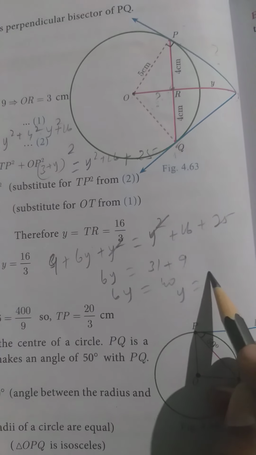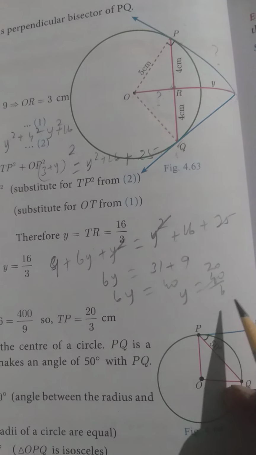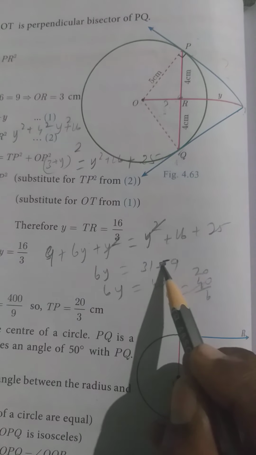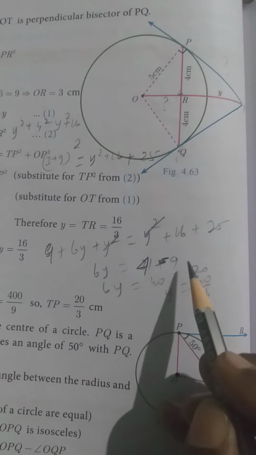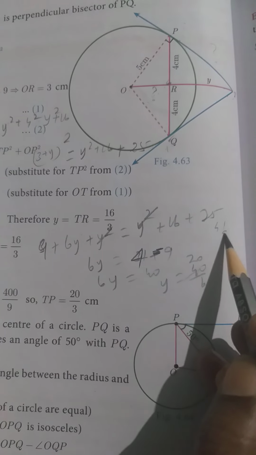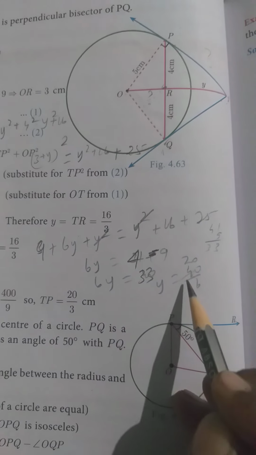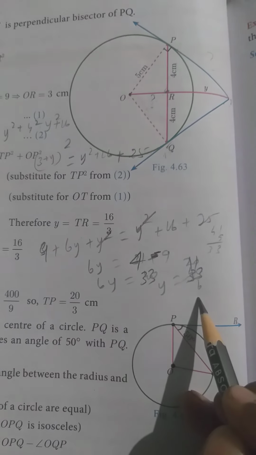Therefore, 41 minus 9 is 32, so 6y is equal to 32. Therefore, y is equal to 32 by 6, that is 16 by 3.